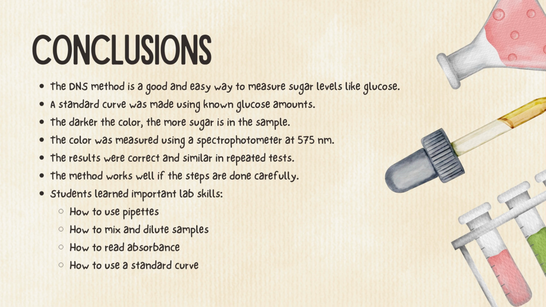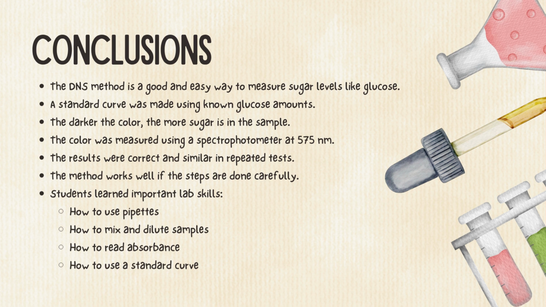In summary, the DNS method is a simple and effective way to measure glucose level. A standard curve was made using known glucose amounts, and darker colors show a higher sugar concentration. The absorbance was measured at 575 nanometers using a spectrophotometer, and the results were consistent.